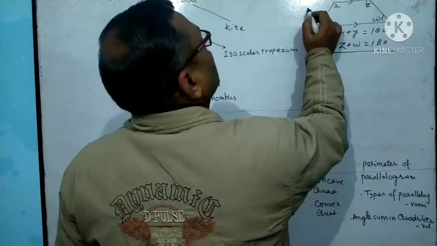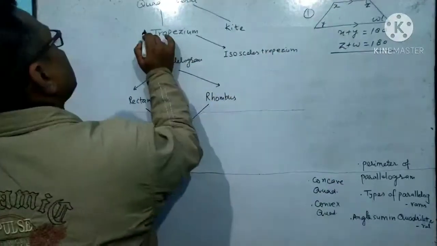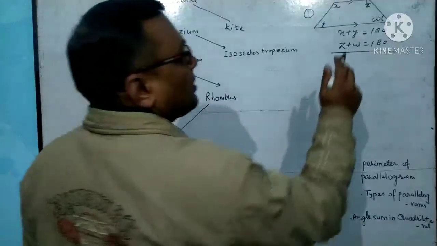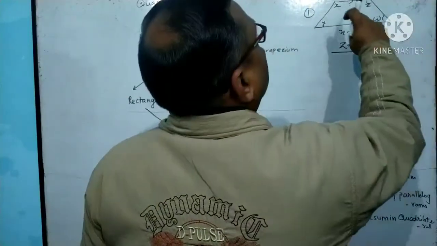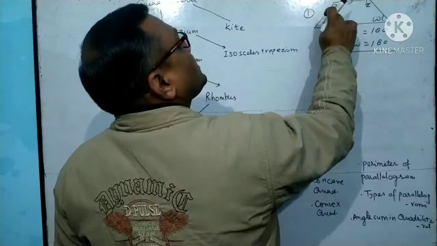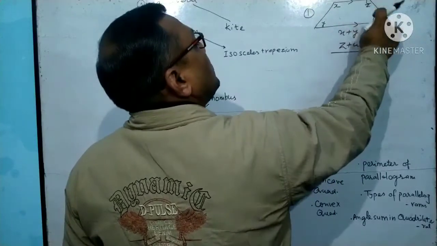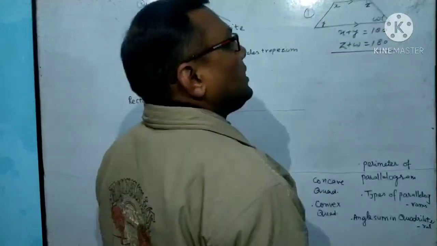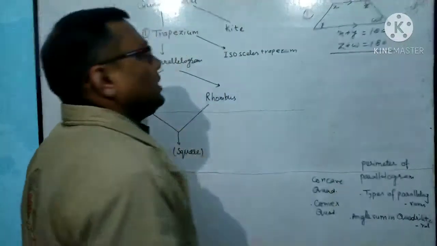So you note it down. This is the trapezium. First definition. When only one pair of sides is parallel, x and y are co-interior angles, so x plus y is 180. They are also co-interior angles, z plus w is 180. So this is the property of trapezium.